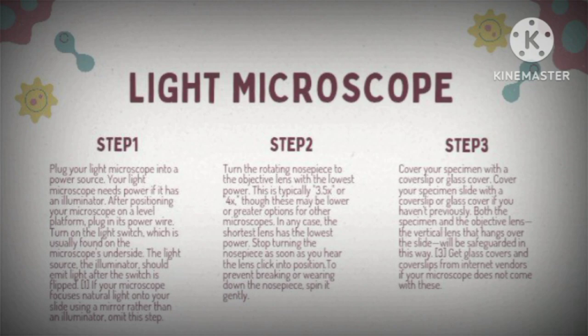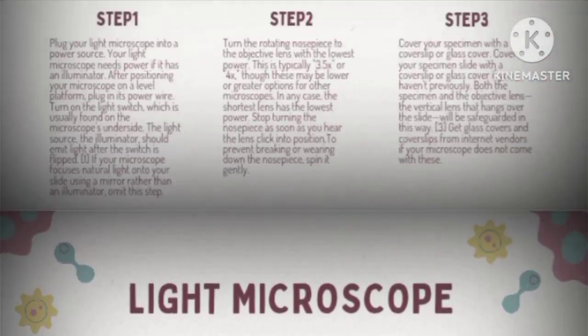Step 3. Cover your specimen with a cover slip or glass cover. Cover your specimen slide with a cover slip or glass cover if you haven't already. This will safeguard both the specimen and the objective lens, the vertical lens that hangs over the slide. If your microscope does not come with a cover slip, you can get glass covers and cover slips from online sources.